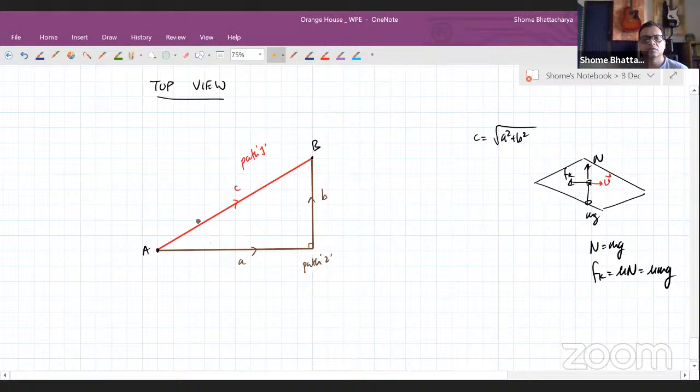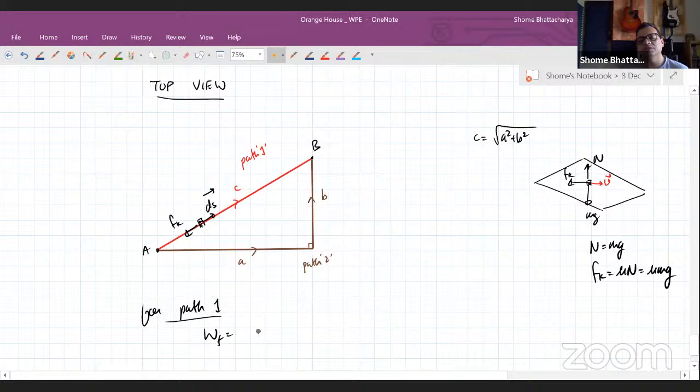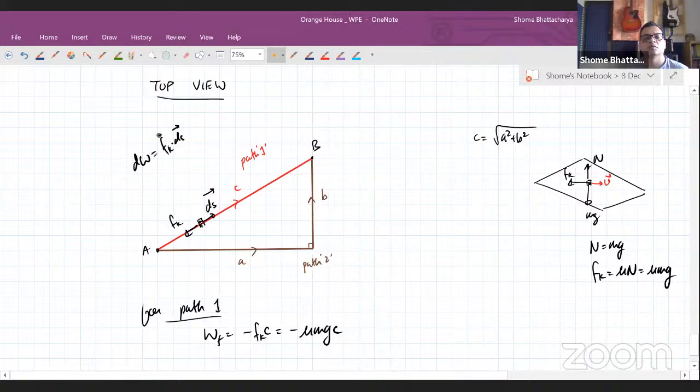That is why, when we go by path 1, the direction of the instantaneous displacement at some point of time is like this, so the direction of kinetic friction will be like this. So for path 1, the work done by friction will become just minus mu mg into c, because the differential work done is integrated from A to B, and that gives this quantity.